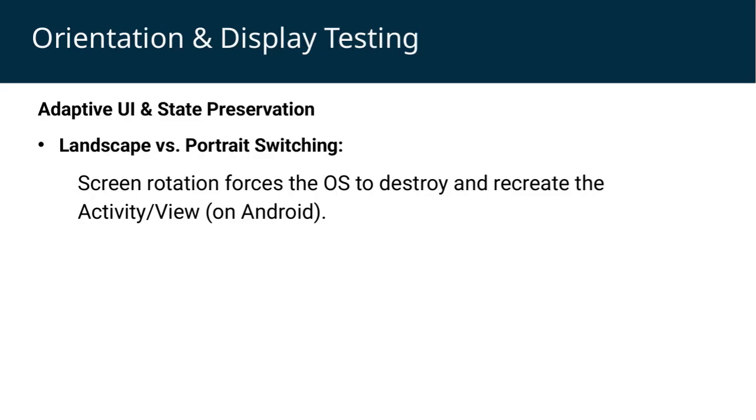Let's talk about adaptive user interfaces and how they handle state preservation. When you rotate your device from portrait to landscape, the system actually destroys and recreates the screen. On Android, this means the activity or view is torn down and built back up. That can cause issues if your app isn't prepared. So, orientation and display testing become crucial, making sure your interface adapts smoothly, and users don't lose their place or data when switching views. It's a key part of creating a seamless experience.